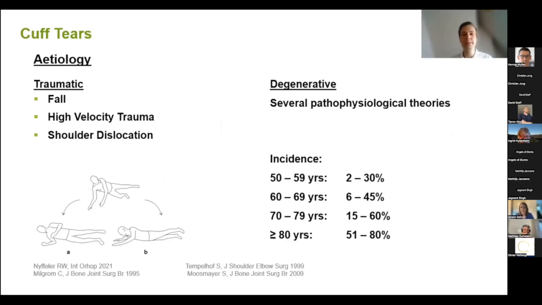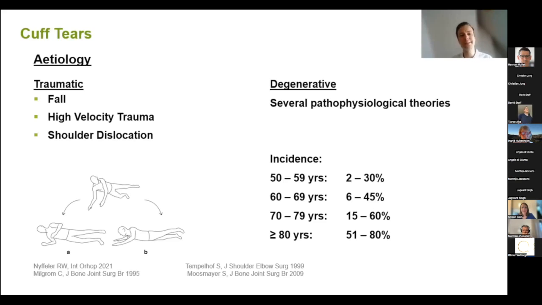Since cuff tear arthropathy evolves from cuff tears, it makes sense to talk a bit about cuff tears. Tears can be traumatic or degenerative, and in traumatic tears, a simple fall can already cause an acute tear. The forces and stresses occurring in the rotator cuff during an attempt to cushion a fall can be 3 times the body weight or more, which may locally exceed the tensile strength of the tendon fibers.